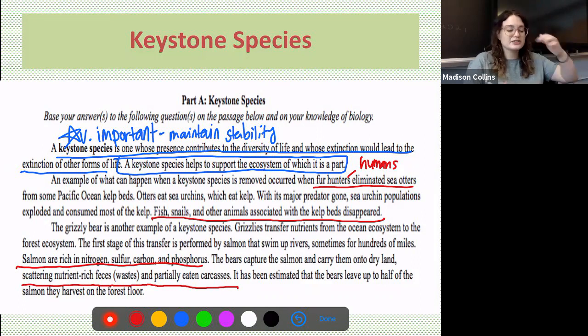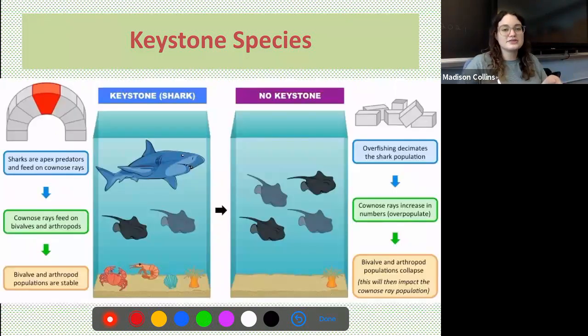So now let's look at a picture showing us the effect that these keystone species have on an ecosystem. Now, this keystone species was not mentioned in the passage, but another example of one is the shark.